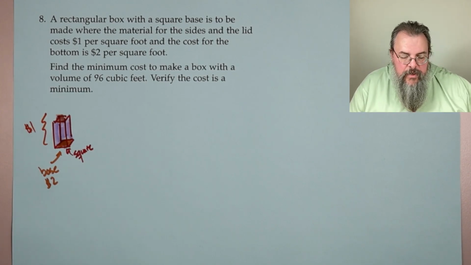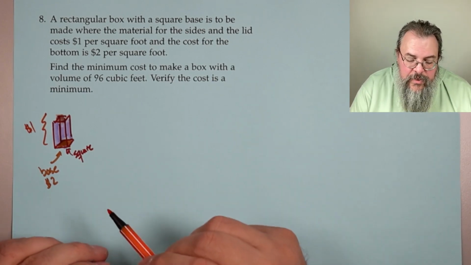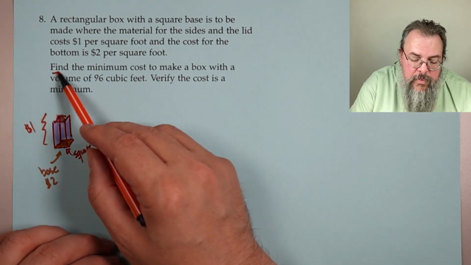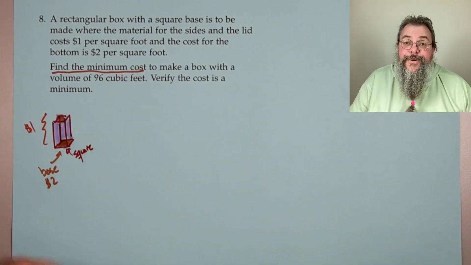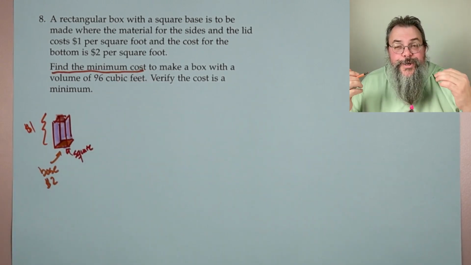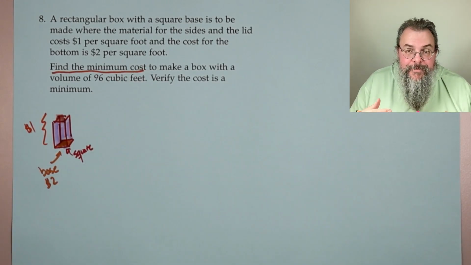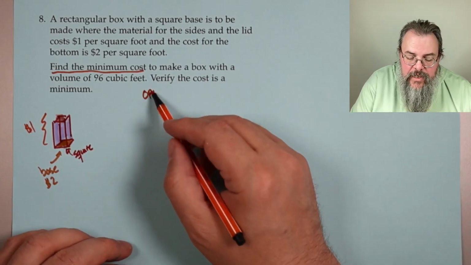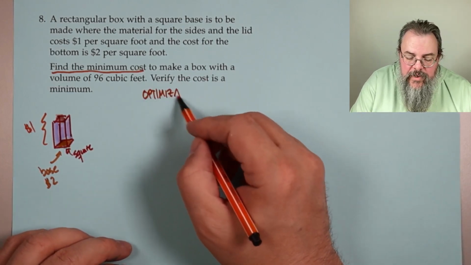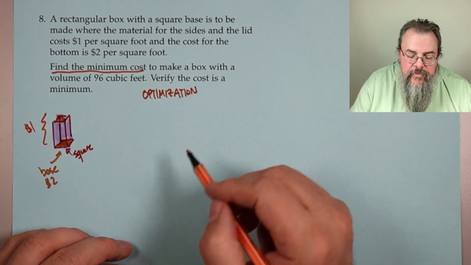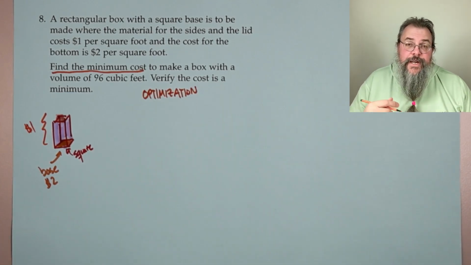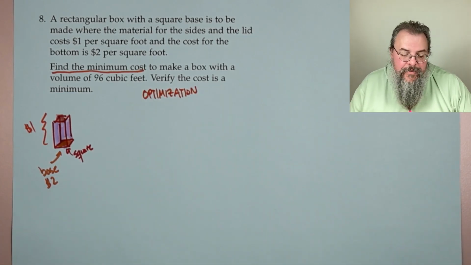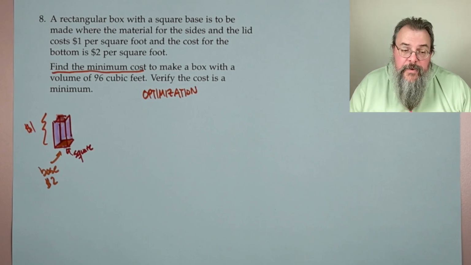And now we want to figure out what's going on. Well, let's see what we're trying to do. We're finding a minimum cost. Now, notice we're trying to find a minimum cost. So this is optimization. So we're trying to optimize. Now, what are we trying to optimize? We're trying to optimize cost. So we should write a formula for cost.